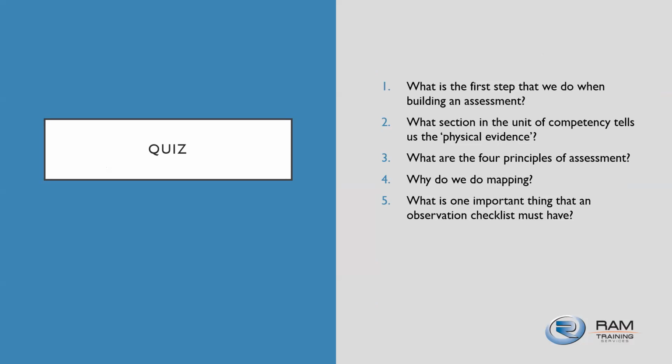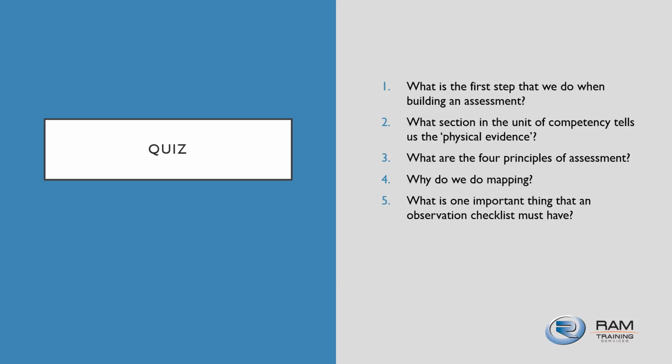Number 2, what section of the unit of competency tells us the physical evidence that we need to gather or see? Hint, hint, nudge, nudge. The first word is performance. All right? Number 3, what are the 4 principles of assessment? Now, we talked about this in a previous lecture, and you may remember where we talked about a very fast red Ferrari there. There's a V and an F and an R and an F, right? Maybe you can go back to your notes and remember what they were.